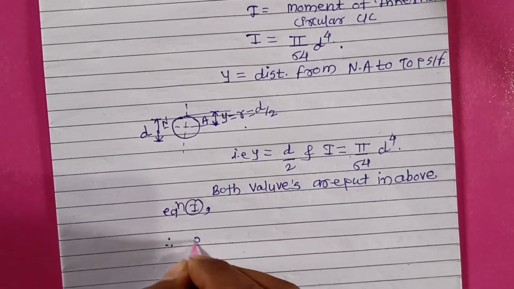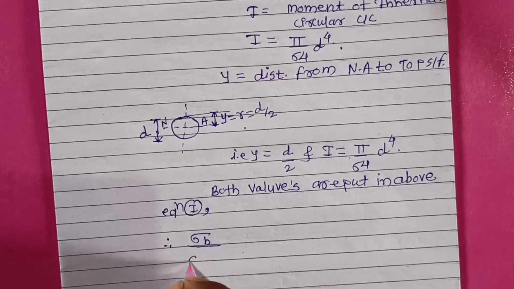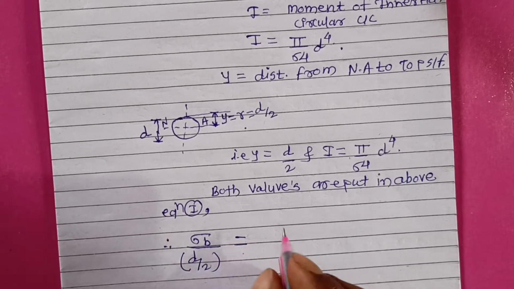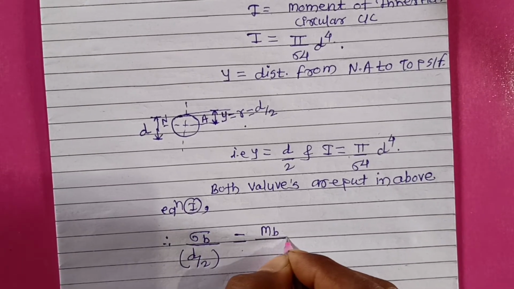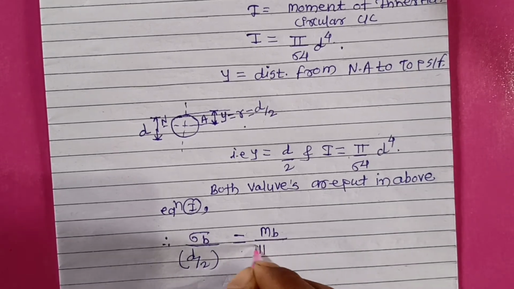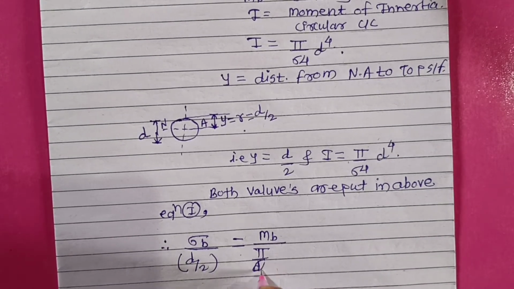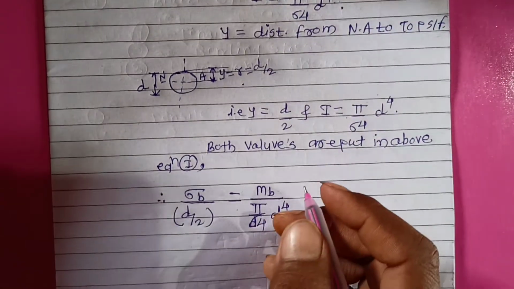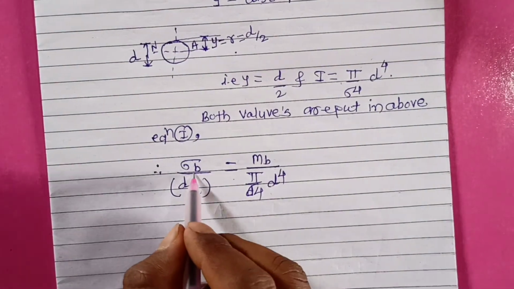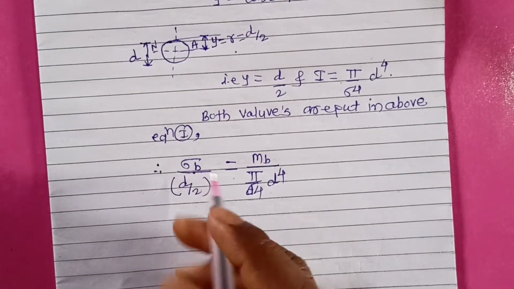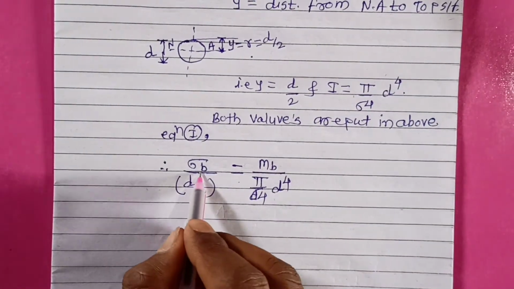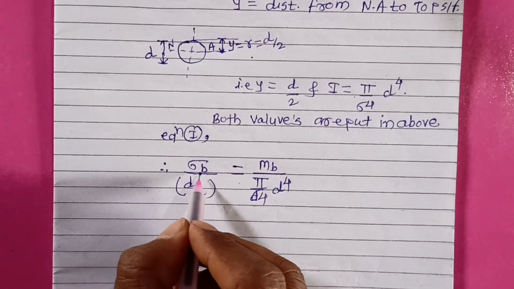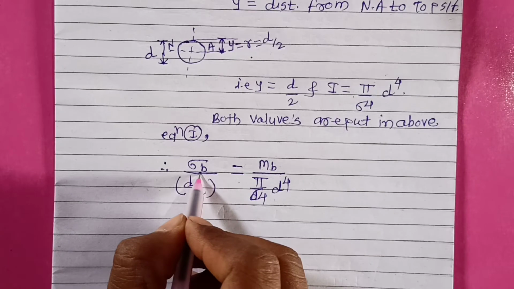Then sigma b divided by y, which is d by 2, is equal to mb divided by pi by 64 into d raised to 4. Now here I want the value of sigma b. Sigma b is nothing but bending stress. Which value do I want to calculate? The value of sigma b. Now rearrange the terms and calculate the value of sigma b, which is the bending stress.